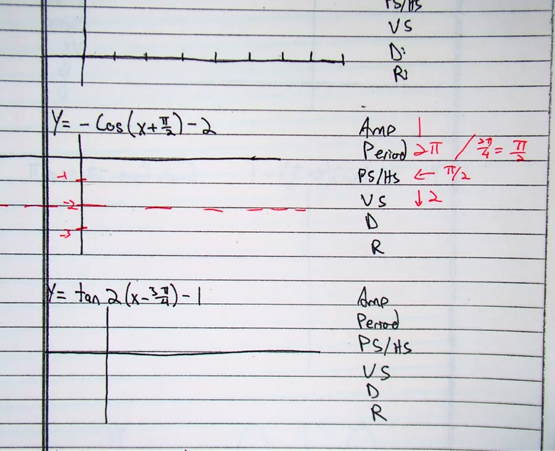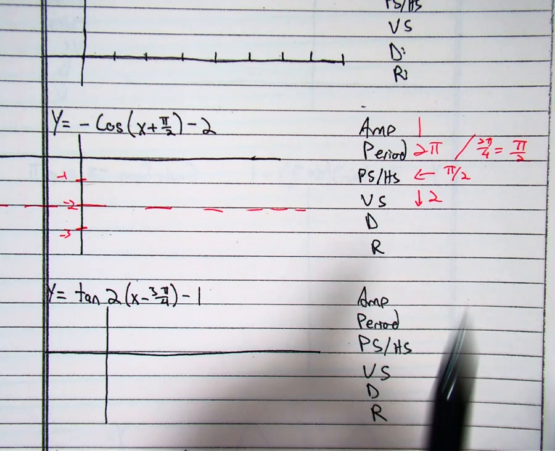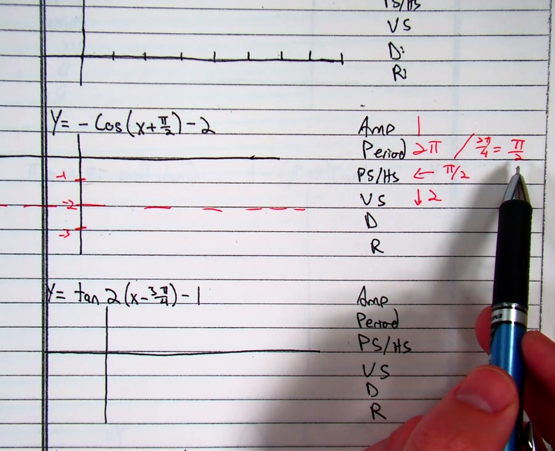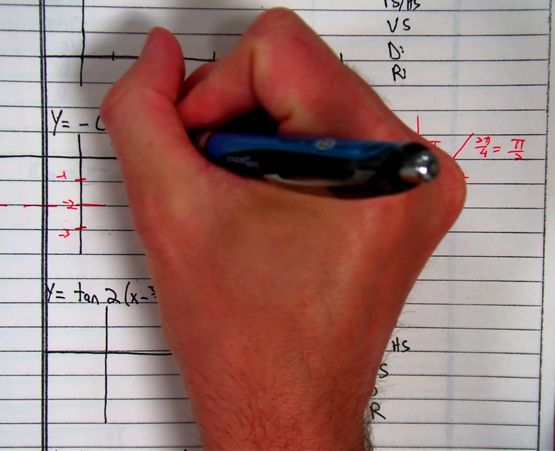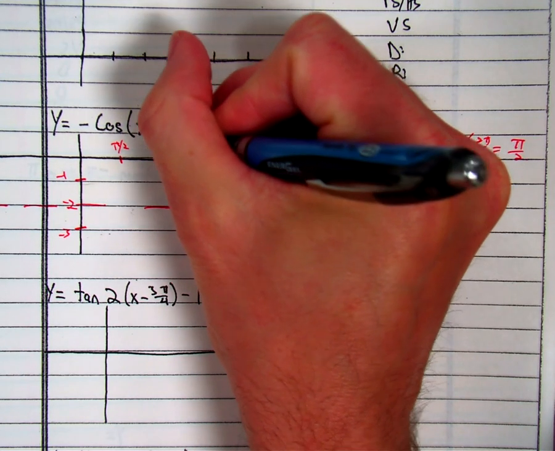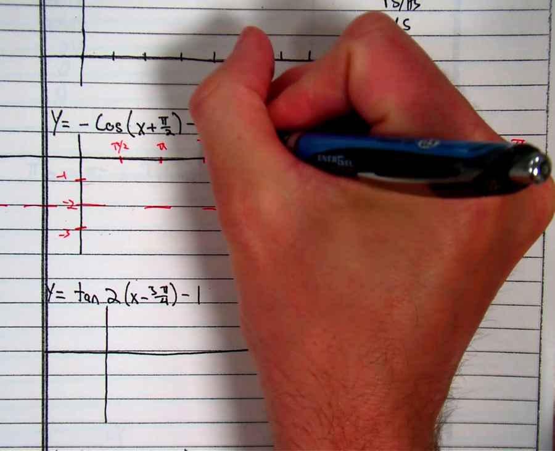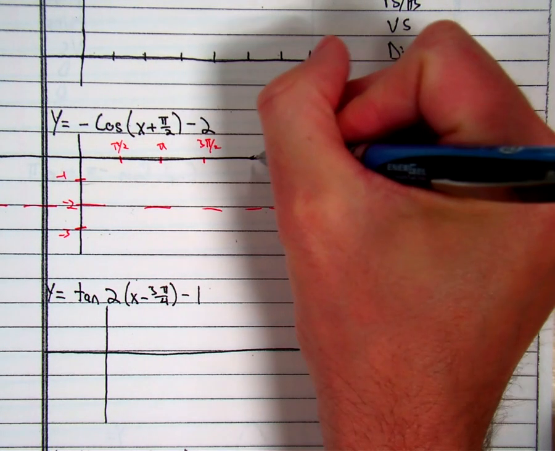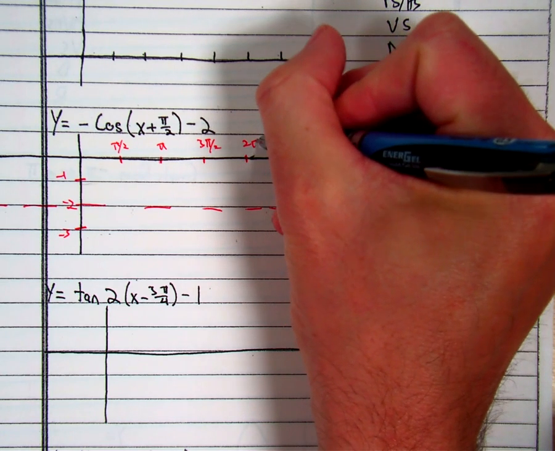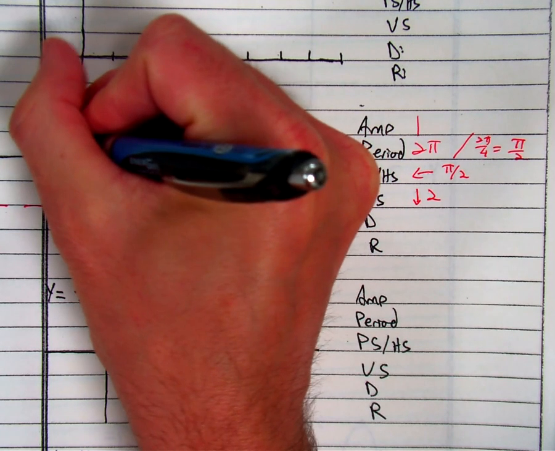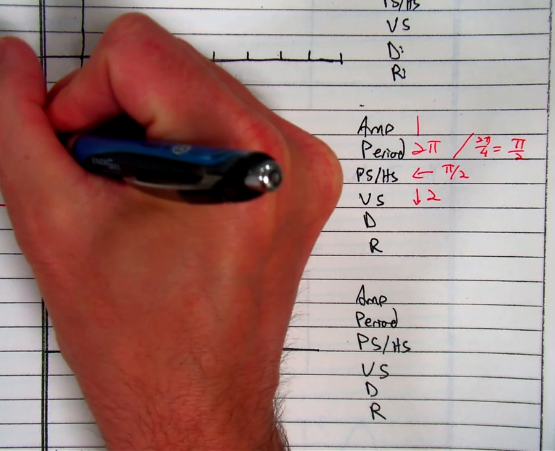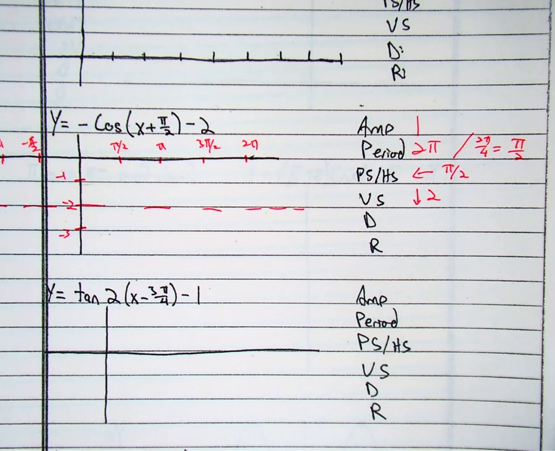Then our counting numbers are pi over 2. So we're going to have pi over 2, pi, 3 pi over 2, 2 pi. We can go backwards: negative pi over 2, maybe negative pi out there.